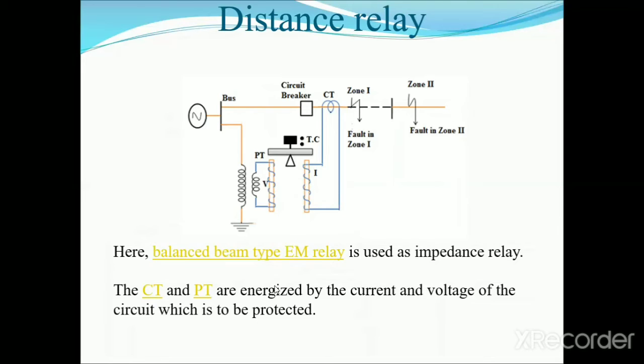Okay, here we are using the balanced beam type of relays. It is used as an impedance relay. Okay, the CTs and PTs are energized by this circuit. This is the CT and this is the PT. The CT and PTs are energized by the current and the voltage of the circuit to be protected.